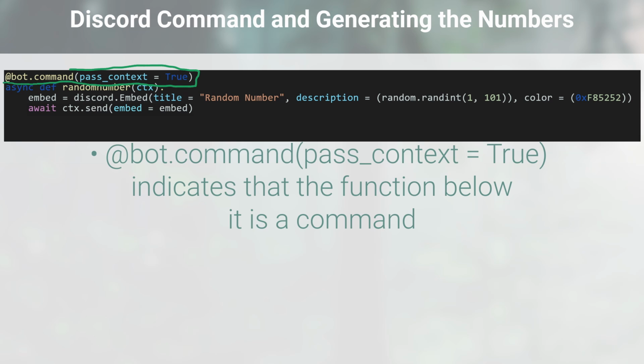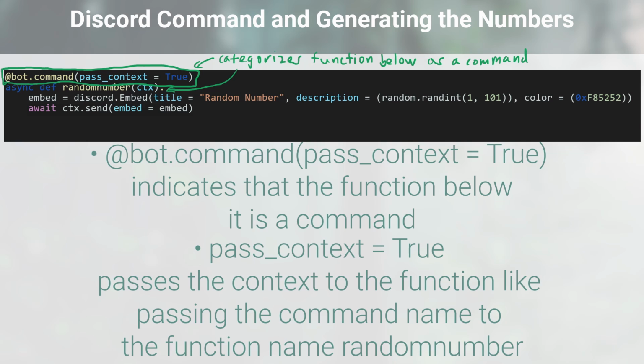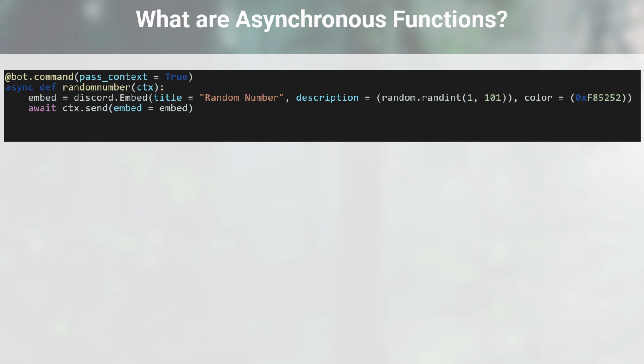At bot.command, pass_context is equal to true categorizes the function below it as a command. Pass_context is equal to true means that it will pass the context to the function. For example, it takes the function name, in this case random number, as the command name, since we didn't specify a specific command name in the context.